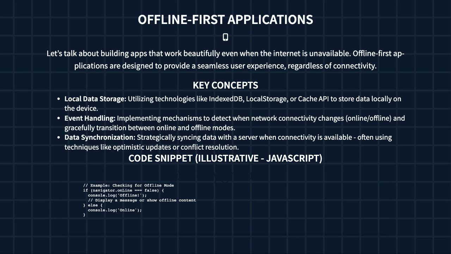The core idea revolves around storing data locally using things like IndexedDB or local storage, so users can still access and interact with their app content. Then, we need to carefully manage how that local data changes and synchronizes with the server when connectivity does return. Think of it as the app having its own mini database, working independently and then smartly updating itself periodically.